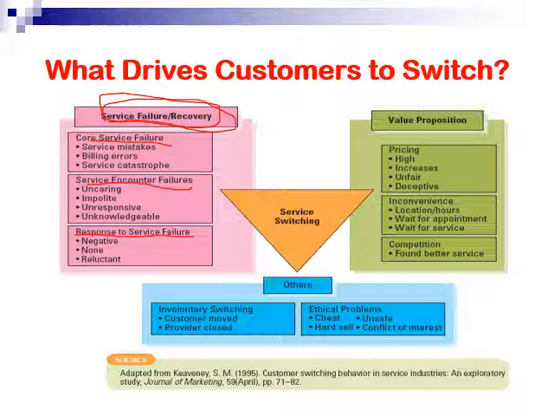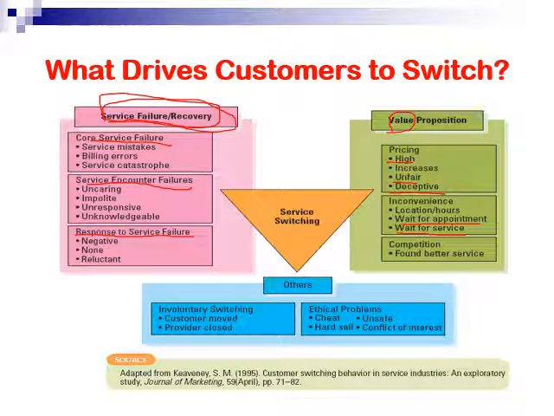Second main theme for customer defection is value proposition. Again, value includes price, service quality, and product, right? Value proposition. Simply, customers don't like your pricing. Too high, unfair, deceptive. And in terms of location and hours, simply inconvenient. Too much waiting time for appointment, and too much waiting time for service.